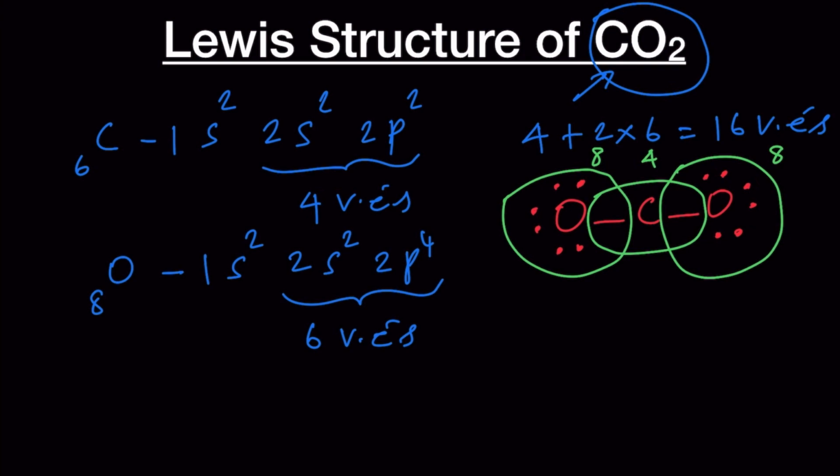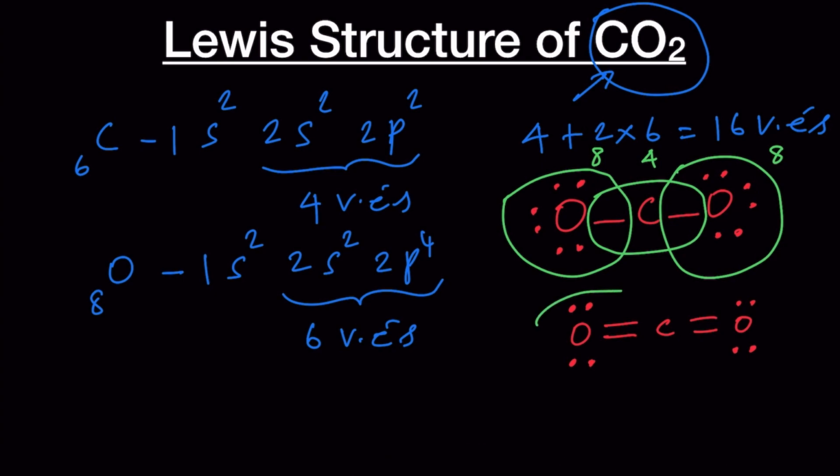Therefore, let us bring one lone pair of oxygen from each side and then make one more bond. Now, if we do that, then we will be having 2 lone pairs on each oxygen and 2 bonds connecting carbon and oxygen on each side. Now, let us once again check the octet configuration.